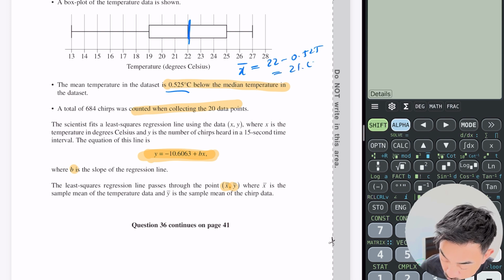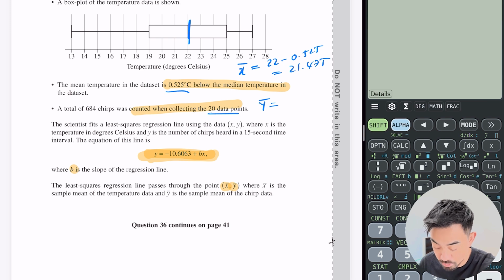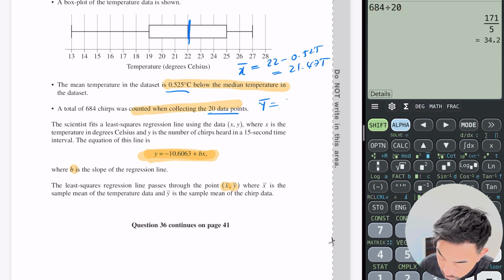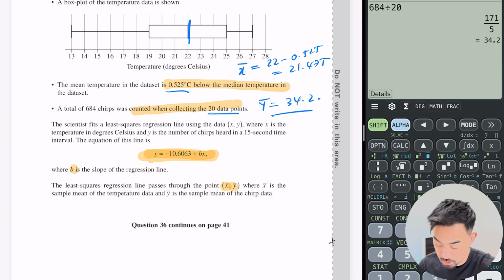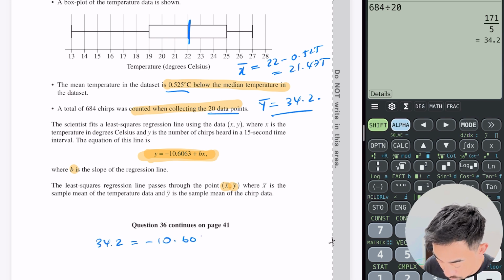So that's 21.475. The total chirp 684 was counted and there's 20 data points. So that's y bar, right? Y represents the chirp data. 684 divided by 20. That's 34.2. All right, so let's put those in the formula to hopefully find out what b is. So y is 34.2, b, and then x bar is 21.475.